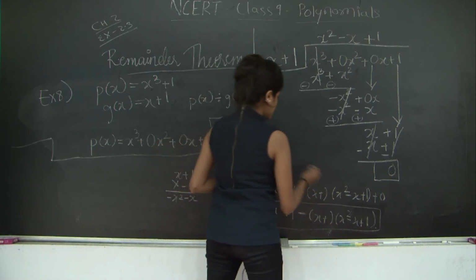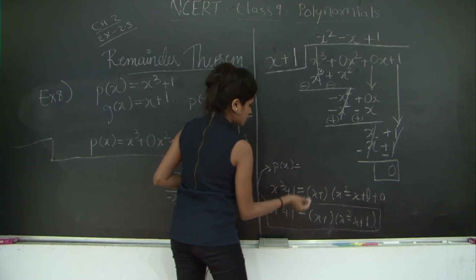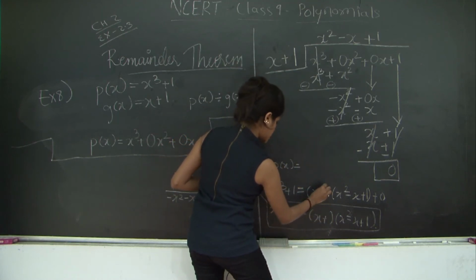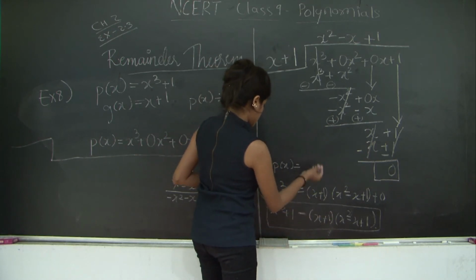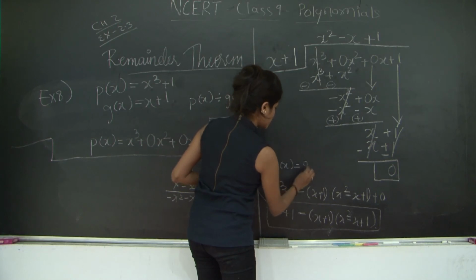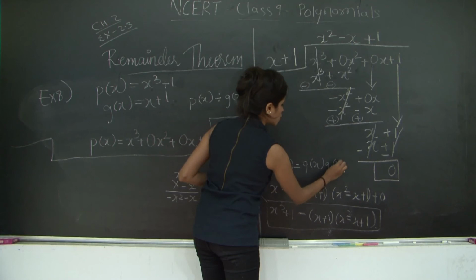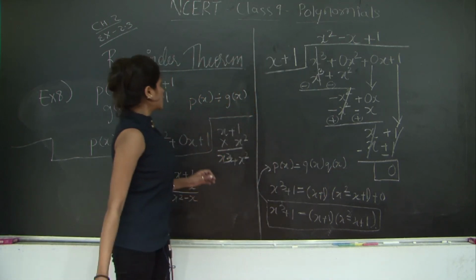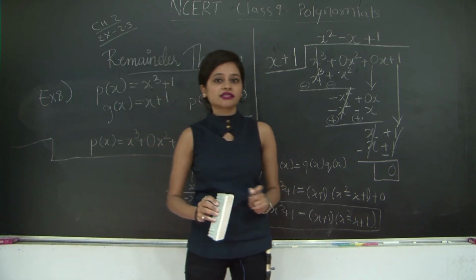So this is nothing but P(x) is equal to G(x) into Q(x), where Q(x) is the quotient. So here we are done with the long division method. In our next class, we will go ahead and see what is remainder theorem.